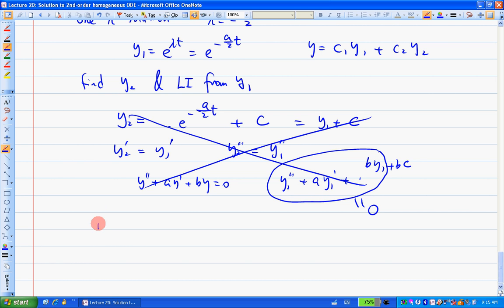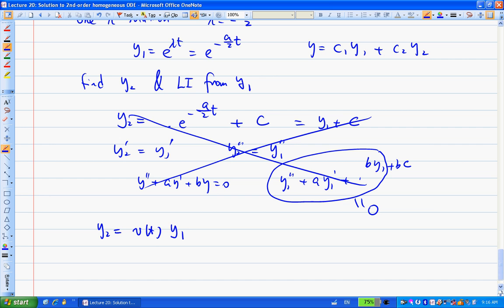So let's try a different thing now. Instead of multiplying with a constant, we multiply y1 with a function of t, not a constant. Before we show that it's going to work, the first logic here is, will y2 be linearly independent from y1 if I do this, when v of t is not a constant? It must be linearly independent if this is a function of t. So that satisfies one of the conditions.